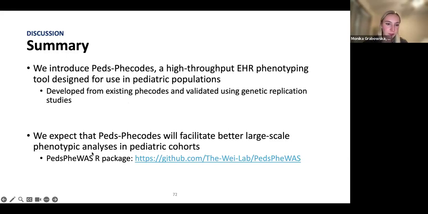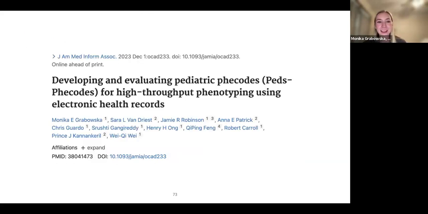Again, I would encourage everyone to check out our PEDS PWAS R package that would enable you to perform a PWAS analysis using the PEDS Phecodes. And a quick note here, if you're interested in this work, we have our paper out in JAMIA, which also includes the links to the Phecodes web browser as well as the PEDS PWAS R package.